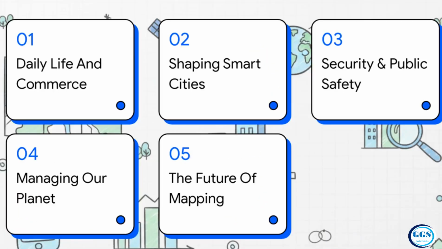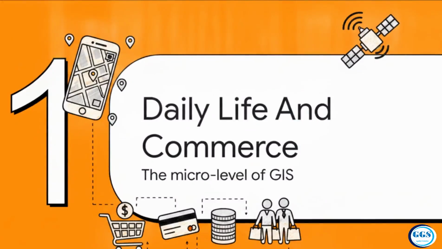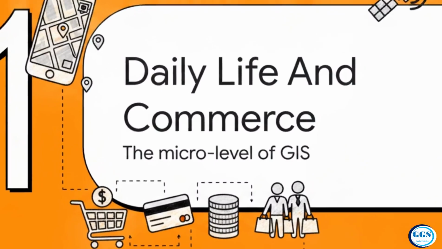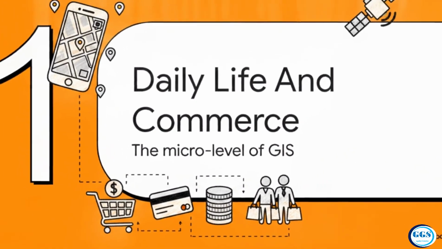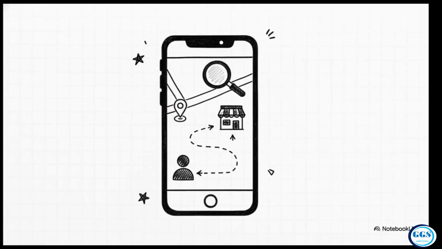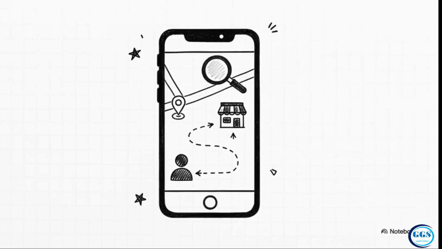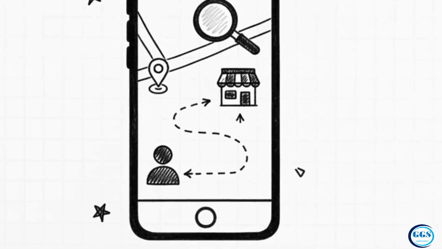Let's get into it. Starting off with Section 1, Daily Life and Commerce. We're looking at the micro level of GIS here, focusing on the technology that's right inside everyone's pockets and the everyday economy that surrounds us. And that brings us to our first two applications, navigation and businesses. These are the invisible blueprints driving everyday commerce.